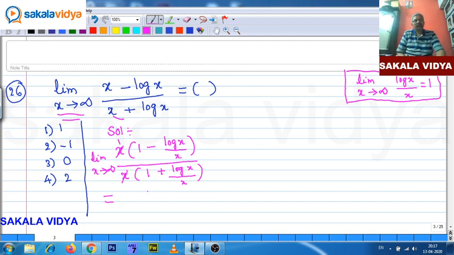So, this equals 1 minus log x by x, log x differentiation is 1 by x, this will be 0, you remember this is 0. So, that means now 1 minus 0 by 1 plus 0, so answer is 1, first option is the right option. So, once again I repeat, limit x tends to infinity log x by x is 0, you remember that one. Then this problem we can solve very easily.